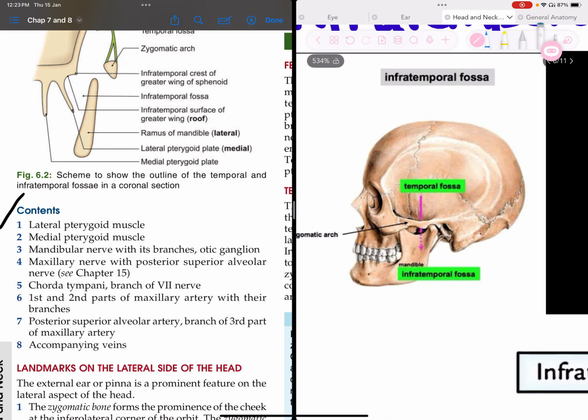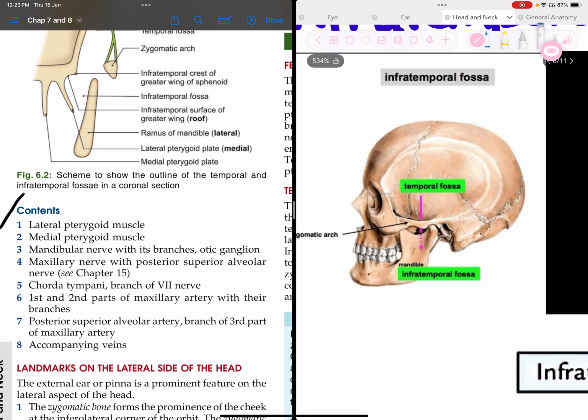No need to learn a lot of contents. Even if you learn two of them, it's enough. The junction of the back of the head with the neck is indicated by the external protuberance and superior nuchal lines. This is just extra information. It has no relevance with the fossa.